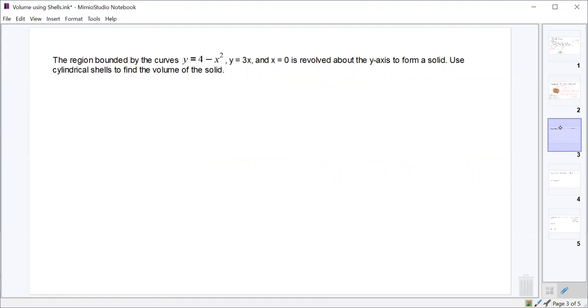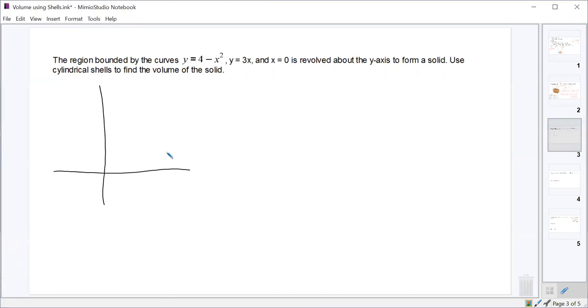All right. Yeah, here we go. We're going to go around the y-axis with this one. So we got 4 minus x squared. We got y equals 3x. And we got x equals 0. And we want to go around the y-axis. And we're going to use shells to find this volume.